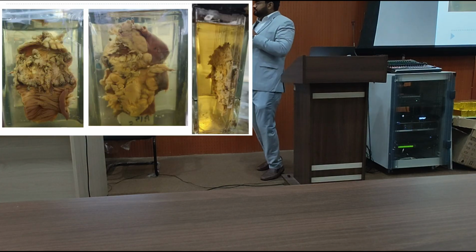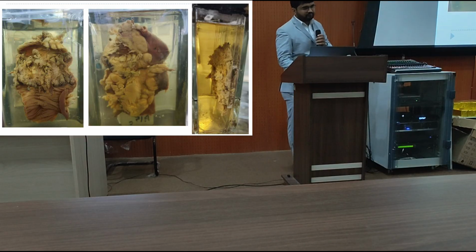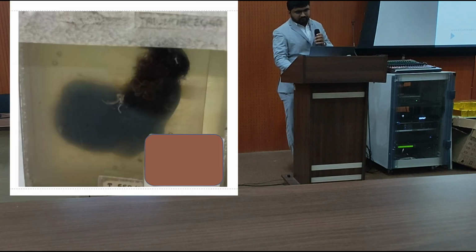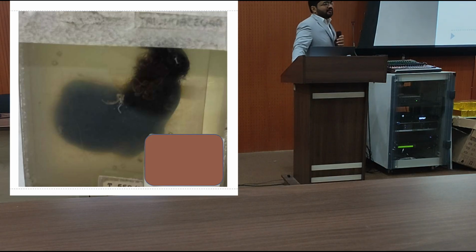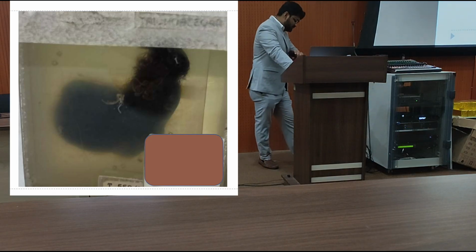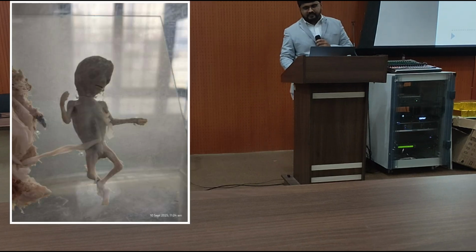This one, a colon, large lumen, and a growth. Okay, cecal growth, maybe. And this one, a very specific or very special one. Trichobezoar. Very good. Okay, so this is a trichobezoar specimen.